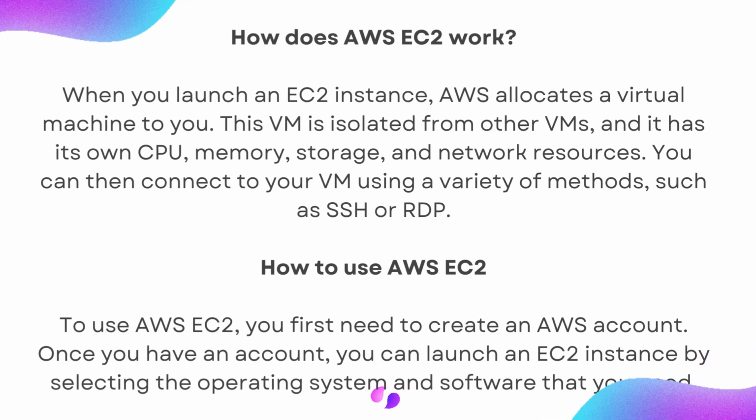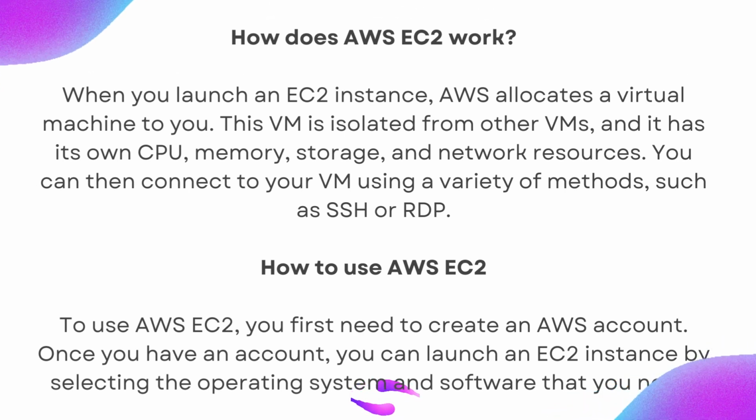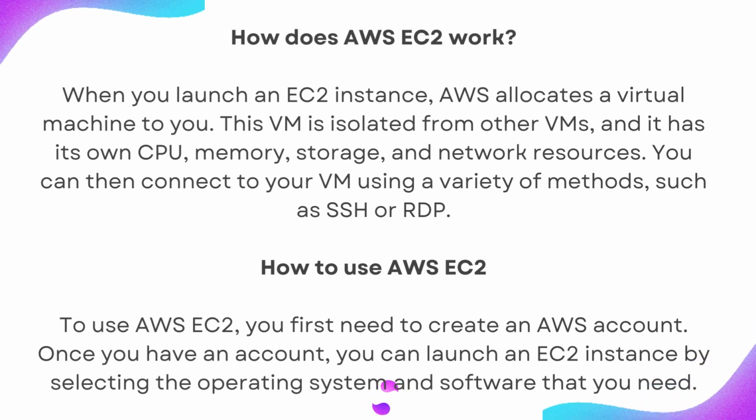How does AWS EC2 work? When you launch an EC2 instance, AWS allocates a virtual machine to you. This VM is isolated from other VMs, and it has its own CPU, memory, storage, and network resources. You can then connect to your VM using a variety of methods, such as SSH or RDP.